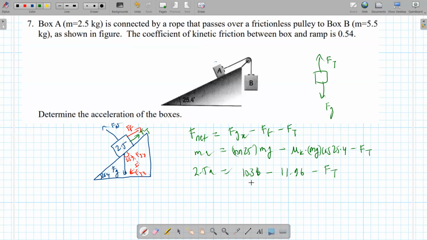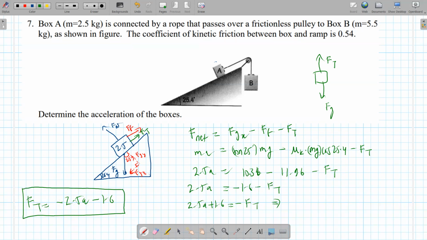Okay, so now let's get this equation. I'm going to solve for FT, it's easier. 10.36 minus this is going to give me minus 1.6 minus FT equals 2.5a. Plus 1.6, and then you can just multiply by -1 to solve for FT. They both become negative. Perfect. So we get our first equation: FT is minus 2.5a minus 1.6.